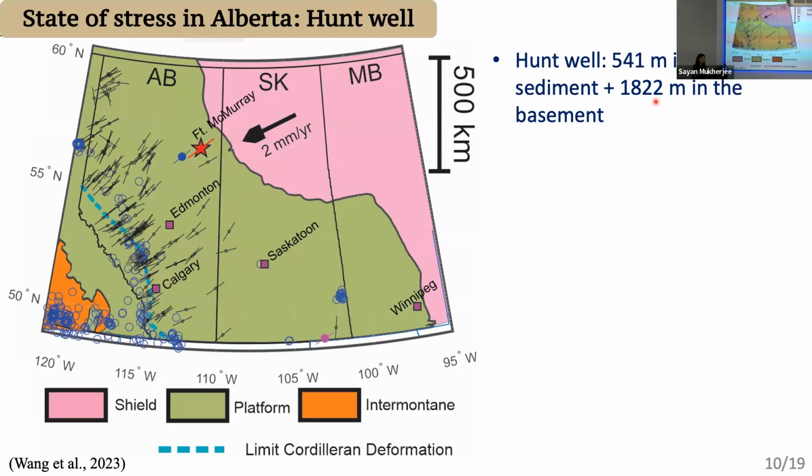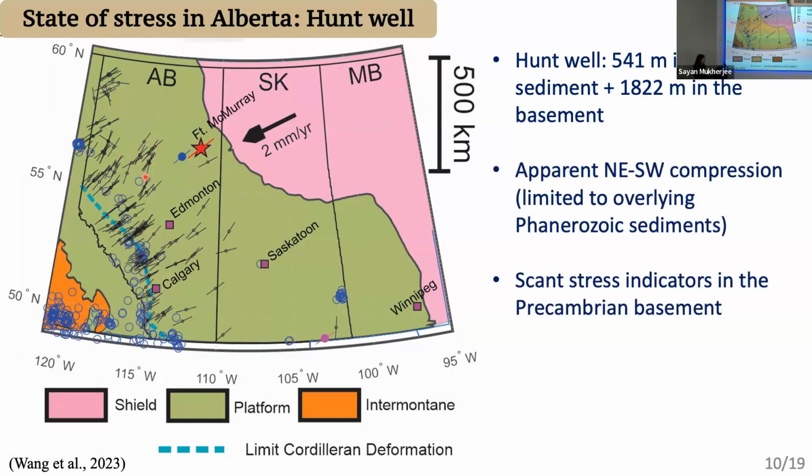So it's very important. Well, maybe it can tell us what's happening in the Precambrian basement. And for the stress in this region, the circles with through-going lines here are the previous stress indicators from this region. We can see a very apparent northeast-southwest compression, which is also relatively consistent with the plate tectonic motion.